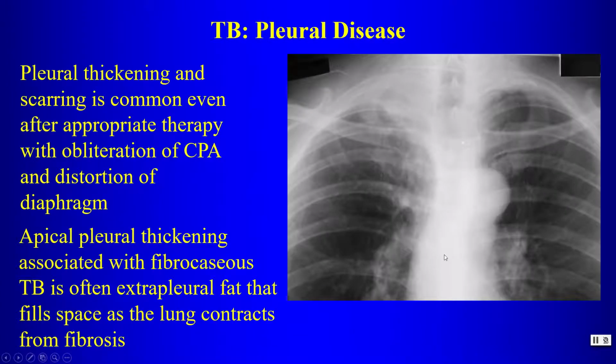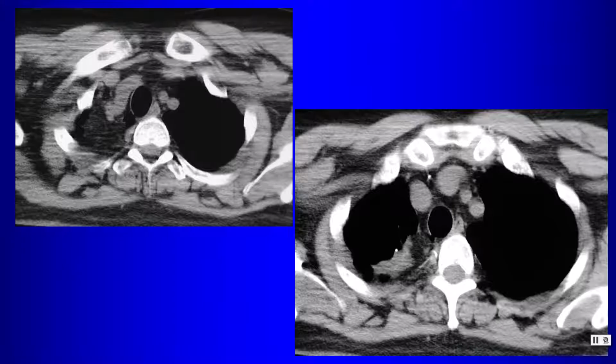Now we can see apical pleural thickening also associated with tuberculosis. It's common even after appropriate therapy, and this can be associated with scarring. What happens is with the volume loss, sometimes what we see as this apical pleural thickening really represents the apical fat, the subpleural fat, that comes down into the area filling the space where the lung has been withdrawn because of scarring. So if we see this appearance, we know that this is filling in the space from volume loss in the right upper lobe from scarring.